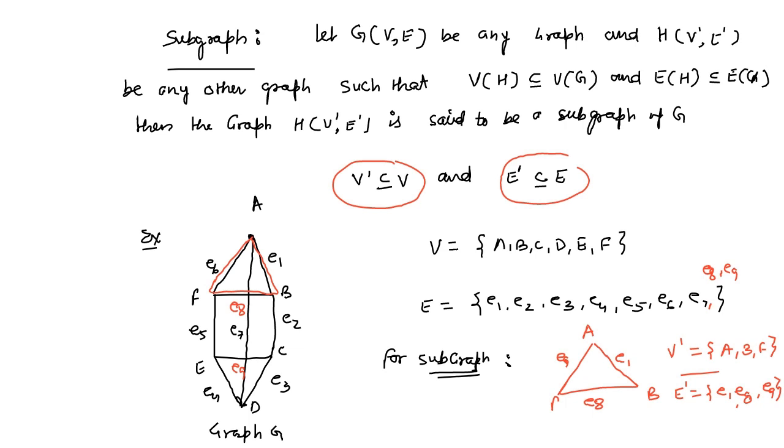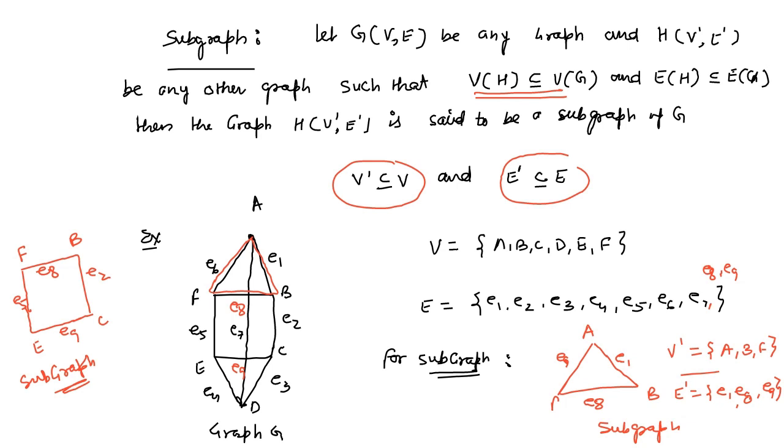So we can make many subgraphs. You can consider this portion F, B, C, and E, with edges E9, E2, E5, and E8, also as a subgraph of graph G. You have to remember that the vertices of H are a subset of vertices of G, and edges of H are a subset of edges of G. Such type of graphs is known as a subgraph of graph G. We can take this portion, E, C, D, which is also a subgraph.